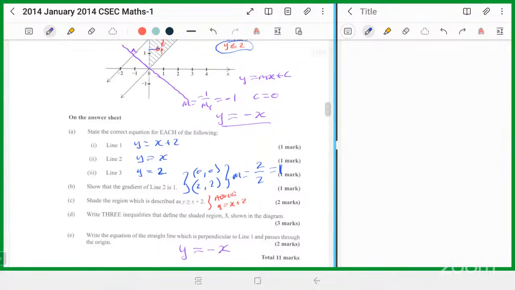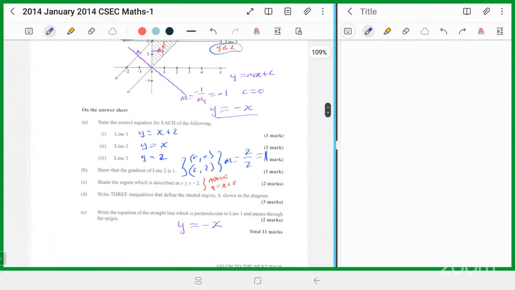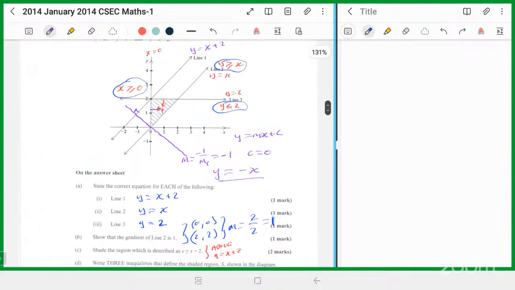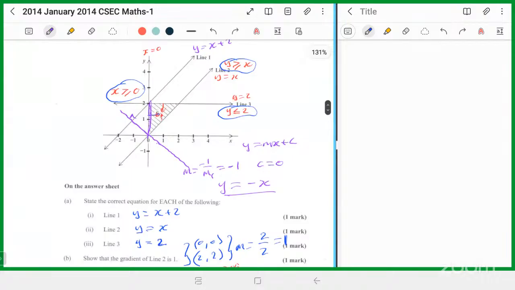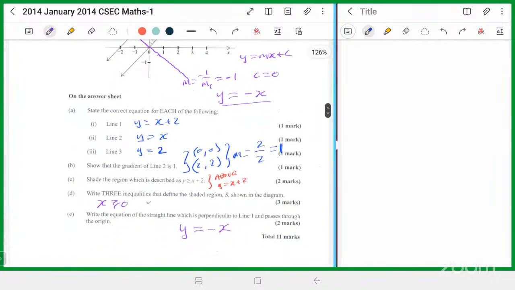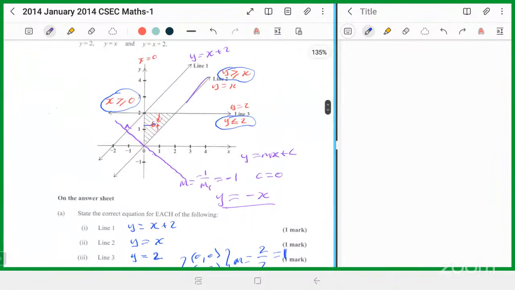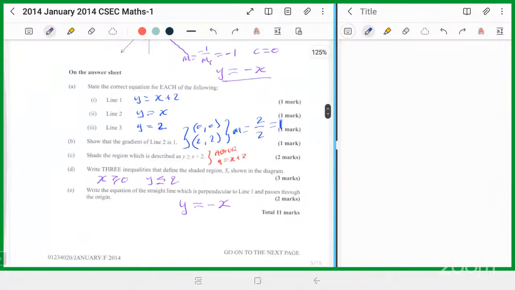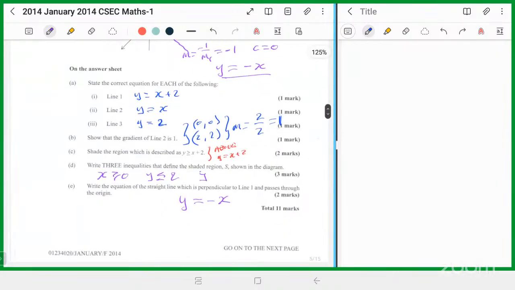The three inequalities for this part down here is x greater than or equal to 0, as it is to the right of the line x equals 0. It's below y equals 2, so it's y less than or equal to 2. And it's above the line y equals x, and so it is y greater than or equal to x. Those are the three inequalities for this part right here.